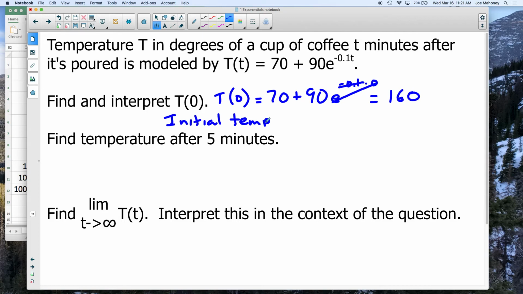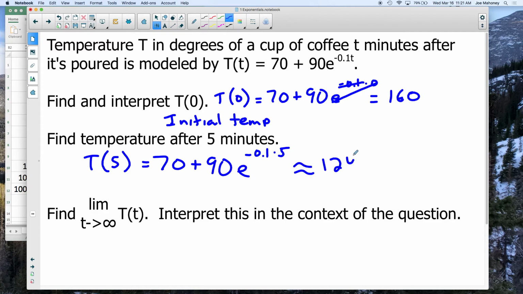Yikes. Well, likewise, let's find the temperature after 5 minutes. If we want to find T at 5, we'll just plug in negative 0.1 times 5. And if you go to your calculator and type all this in, you should get that this is about equal to 124.5877 and a bunch of other numbers. So the temperature then, let's say it's about 125 degrees if we round it to the nearest degree. Pretty cool.